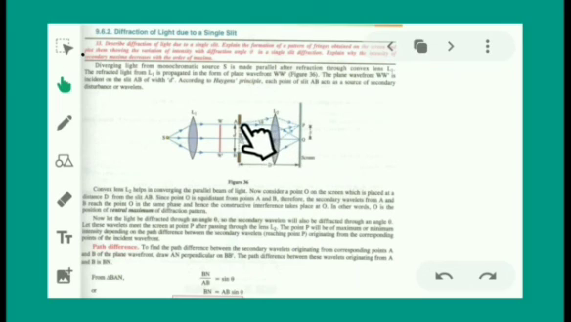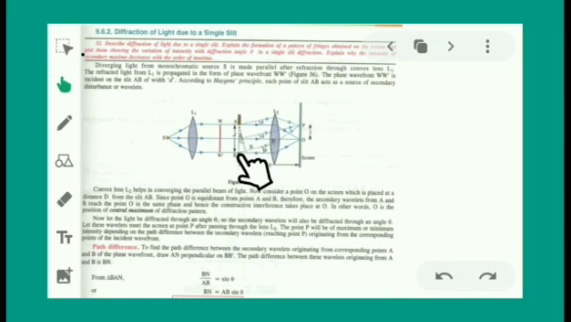That means the rays are coming through the lens L2. After diffraction, it converges on the screen. This is the arrangement. See, here we have only one slit, that is a single slit.